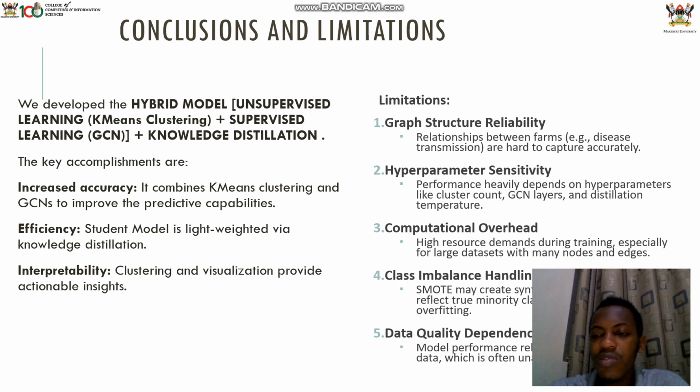First, capturing accurate relationships between the farms for disease transmission is really challenging. Second, the model's performance is sensitive to hyperparameters like cluster count and graph-convolutional network layers. Third, there is a high computational overhead during training, especially for large datasets. And finally, while SMOTE helps with class imbalance, it may create synthetic data that doesn't reflect the true minority class distribution, risking overfitting.